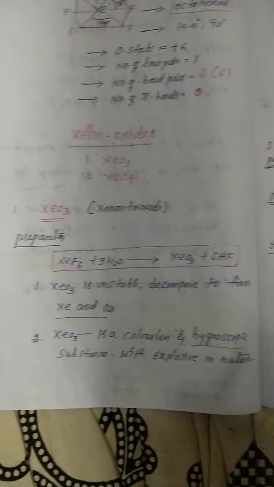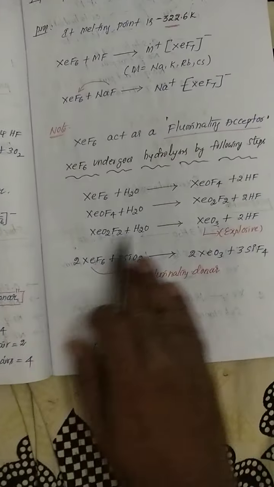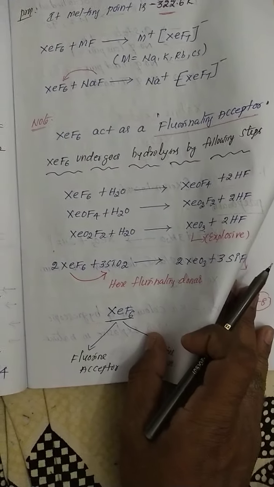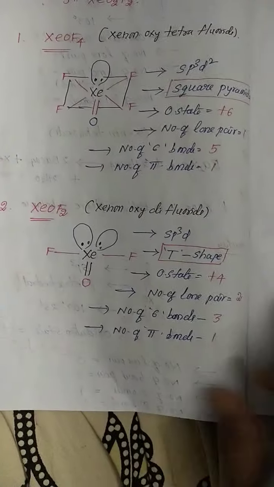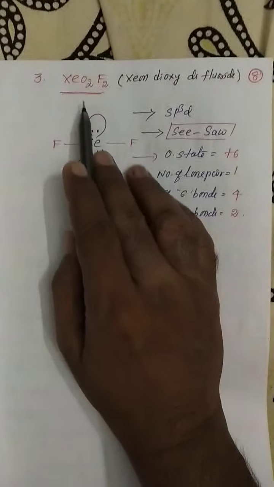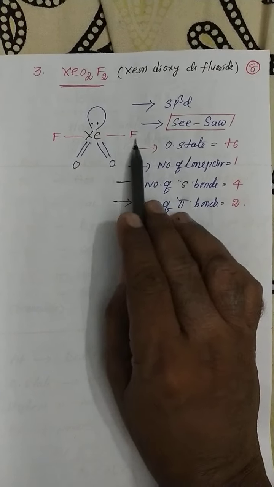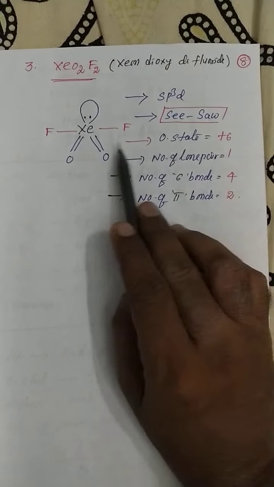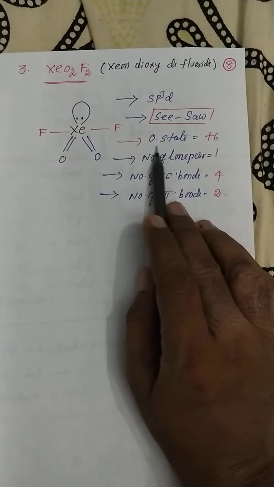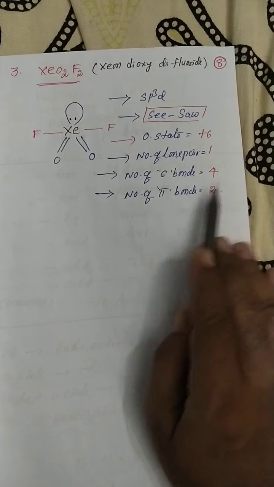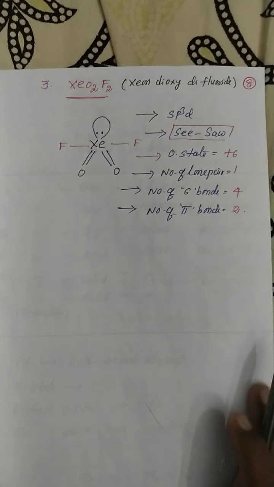The preparation methods of xenon oxydifluoride were also already discussed. Okay. Next, the last and final compound, xenon dioxydifluoride. See here, xenon double bond O, fluorine, sp3d, seesaw shape, important shapes, seesaw shape, oxidation state +6, number of lone pairs of electrons only 1, number of sigma bonds 4, number of pi bonds is 2. Okay? These are the xenon compounds.